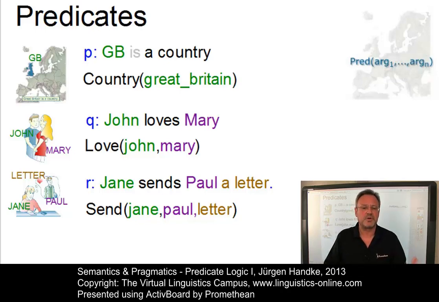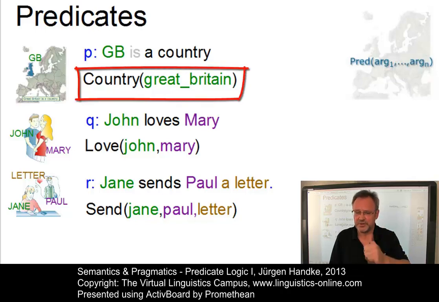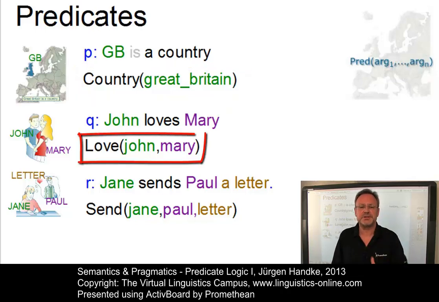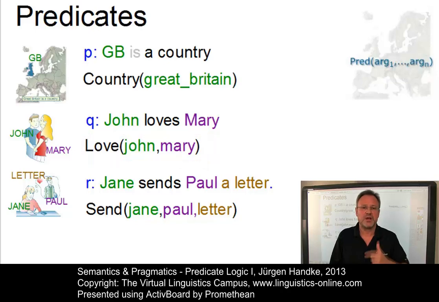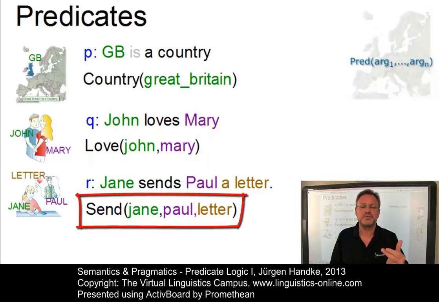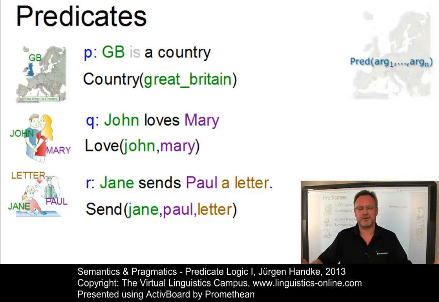And according to the number of arguments required by a predicate, often a distinction is made between one-place predicates with one argument, two-place predicates with two arguments, and three-place predicates with three arguments. Well, and if there are more arguments, you could call them n-place predicates, with n being any number of arguments.